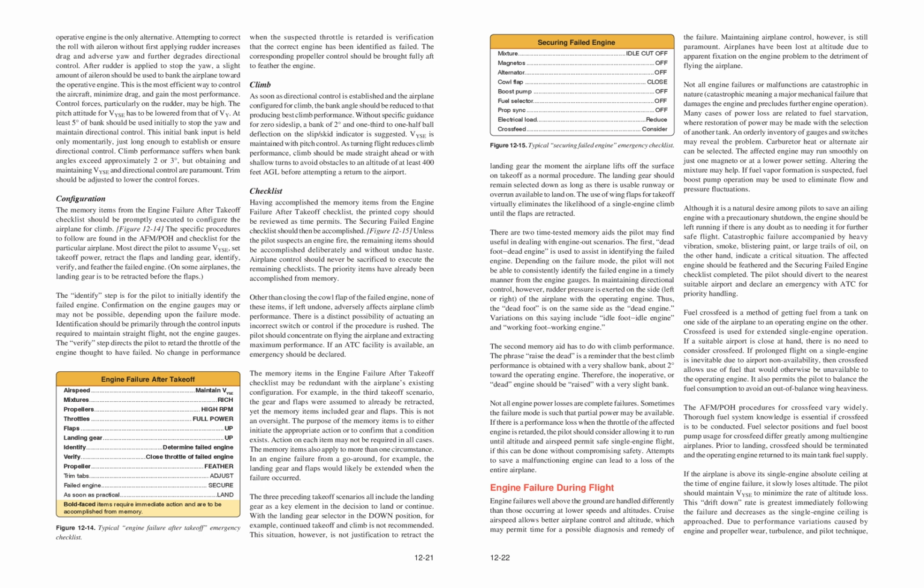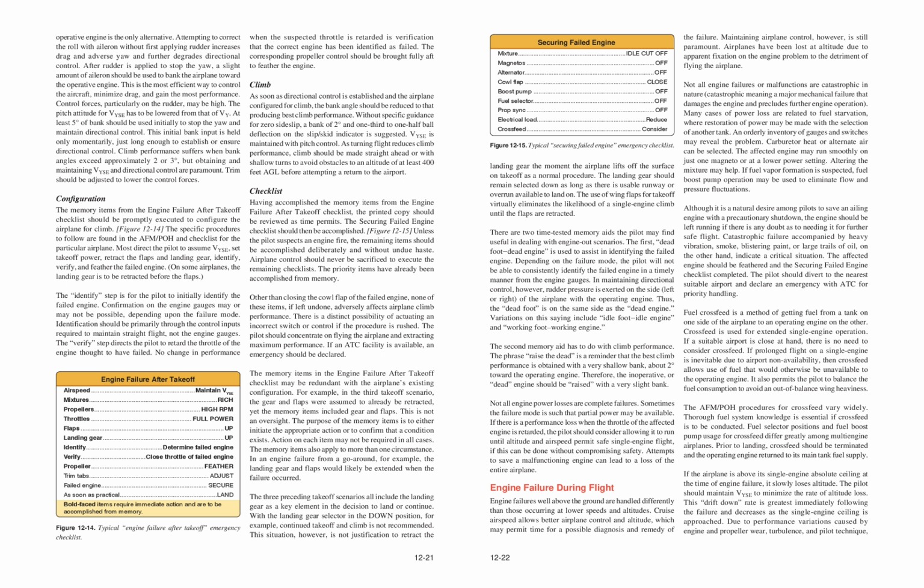Many cases of power loss are related to fuel starvation, where restoration of power may be made with the selection of another tank. An orderly inventory of gauges and switches may reveal the problem. Carburetor heat or alternate air can be selected. The affected engine may run smoothly on just one magneto or at a lower power setting. Altering the mixture may help. If fuel vapor formation is suspected, fuel boost pump operation may be used to eliminate flow and pressure fluctuations.